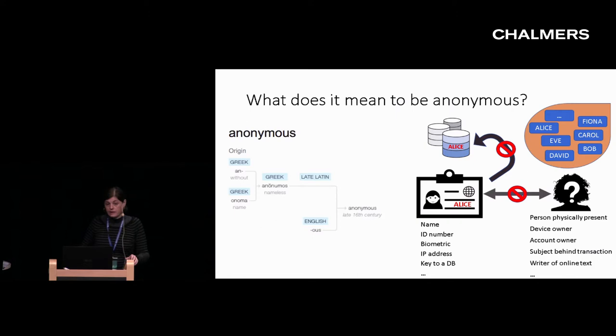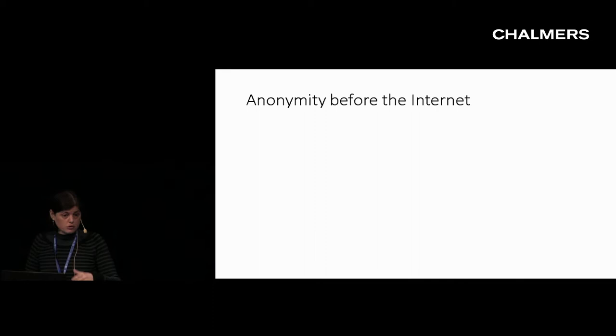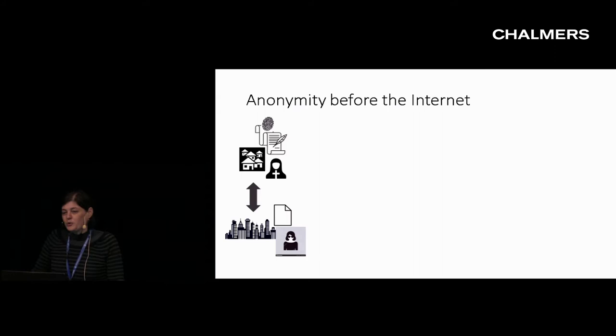Okay, so we're talking about anonymity online, but anonymity is something that existed already before the internet, so I wanted to start with some examples just to put it in context of what anonymity was before technology entered the scene. When I was preparing this presentation, I was reminded of a story from my grandmother, who grew up in a very small village in central Spain, about 500 people. So you're very much not anonymous in a place like that, right?